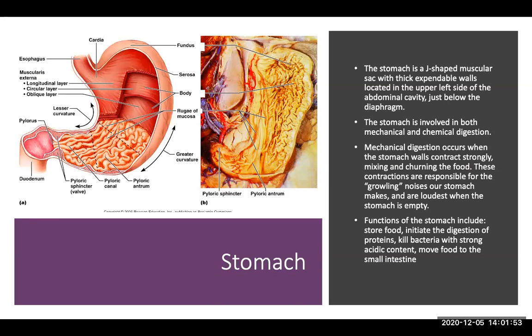The stomach then is a J-shaped muscular sac. It's a storage sac. It has thick expandable walls located in the upper left side of the abdominal cavity, just below the diaphragm. The stomach is involved in mechanical and chemical digestion. Mechanical digestion occurs when the stomach walls contract strongly, mixing and churning the food. These contractions are responsible for the growling noises our stomach makes when it's empty and you're hungry. The functions of the stomach include storage of food, initiating the digestion of proteins, killing bacteria with a strong acidic content, and moving the food into the small intestine.